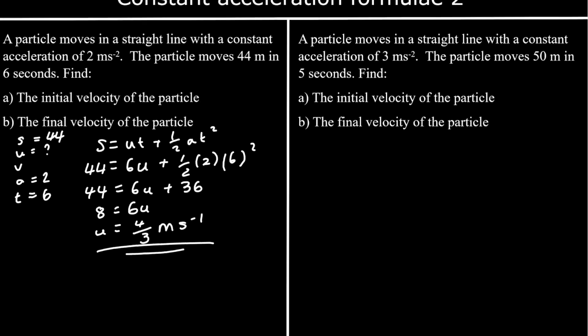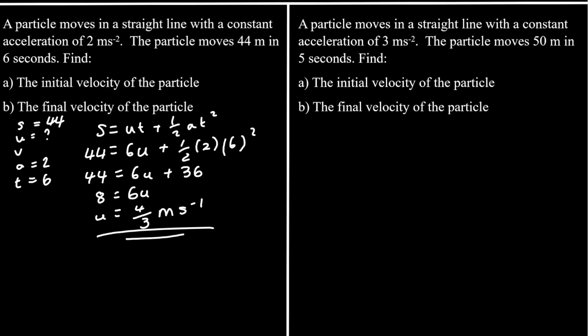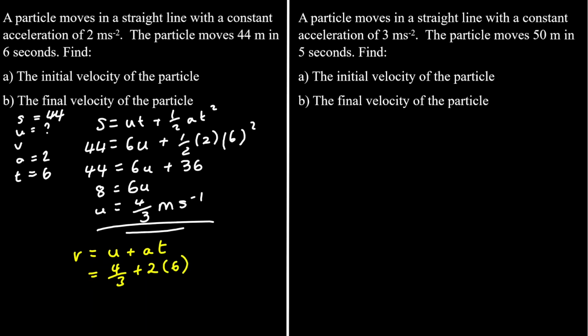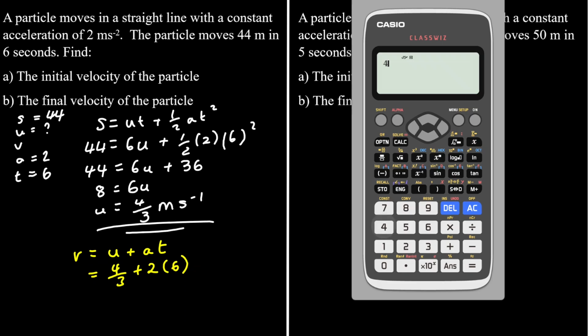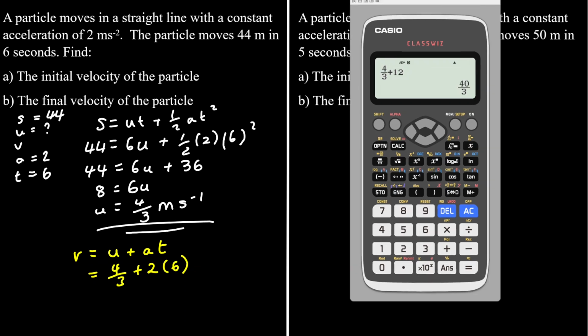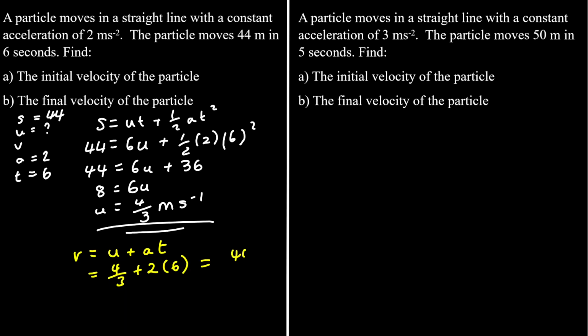We now need to find v, but now we actually know every other letter, so we can actually use any of them. Let's use v equals u plus at. So it's 4/3 plus 2 times 6, 4/3 plus 12, which is 40/3. So 40 over 3 meters per second.